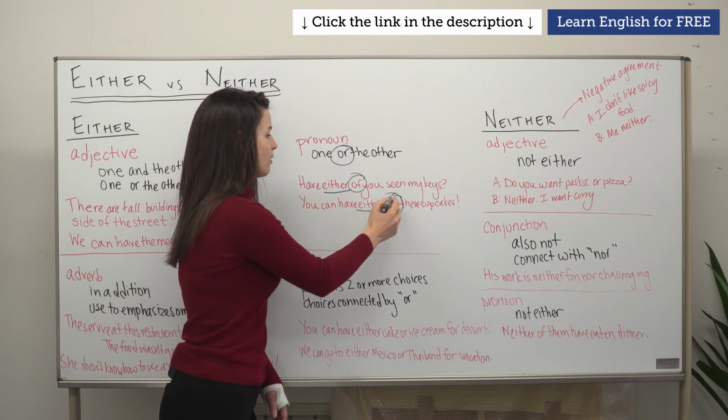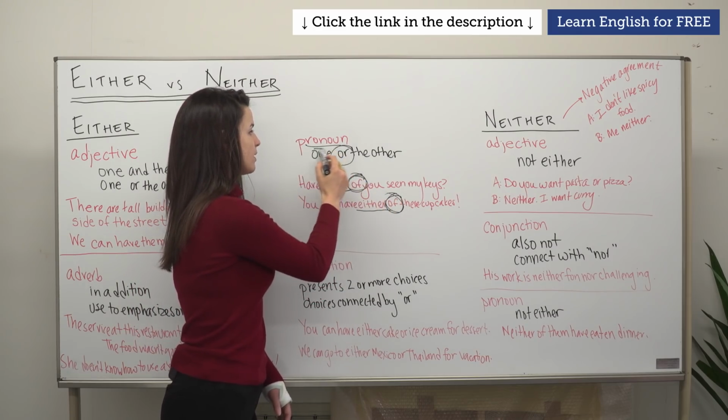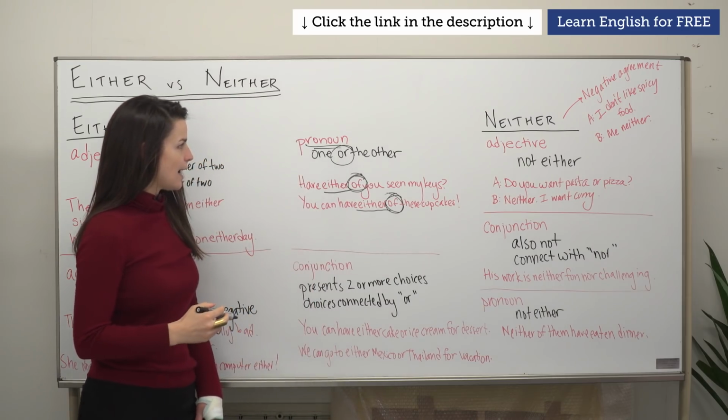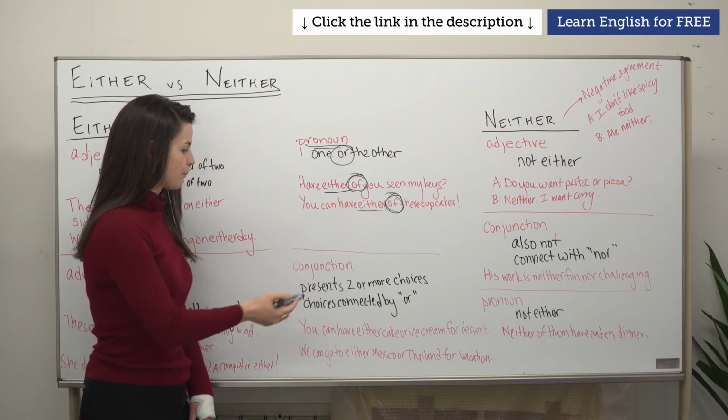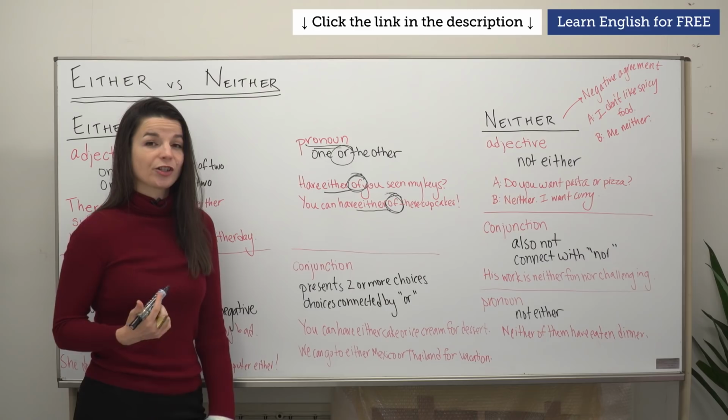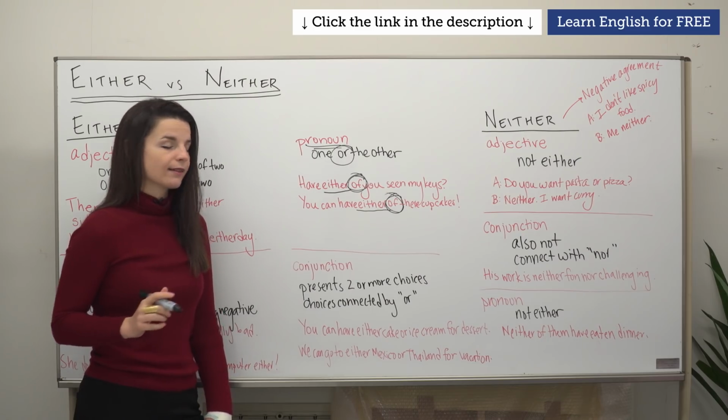We'll follow either with of in this case. This is quite common when using it as a pronoun. All right, let's go to the last point about either then. As a conjunction. So a conjunction, remember, we use to connect words. Conjunctions are used to connect points in a sentence.